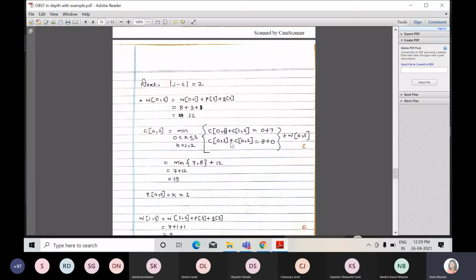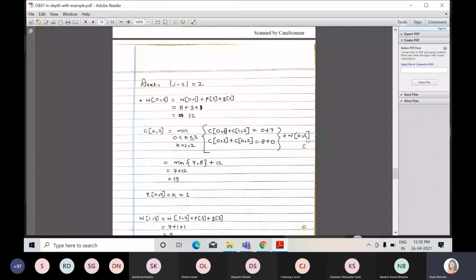आता काय करायचं, दुसरी व्हॅल्यू काय असणार आहे, के इक्वल टू 2 असताना करायची, के इक्वल टू 2 असताना तुम्हाला फाइंड करायचंय. सो सी ऑफ 0 1 प्लस इट शुड बी सी ऑफ 2 कॉमा 2, बरोबर आहे ना, इट शुड बी सी ऑफ के कॉमा जे. ठीक आहे, मग बघा बरं, पहिलं सी ऑफ 0 0 0 आहे, आणि सी ऑफ 1 2 काय भेटलंय वरती आपल्याला 7. ठीक आहे, तर सी ऑफ 0 1 इज 8, आणि सी ऑफ 2 2 इज 0. तर 7 आणि 8 मध्ये हु इज मिनिमम, 7. So 7 will be added with W of 02.